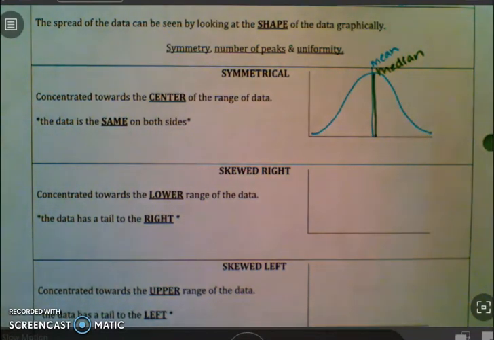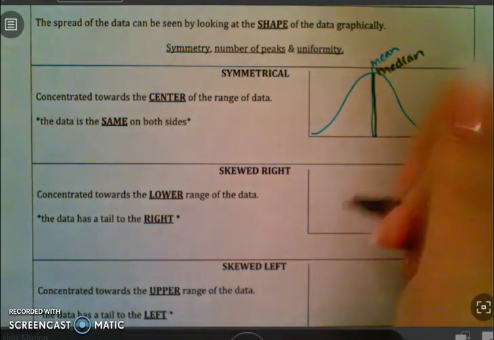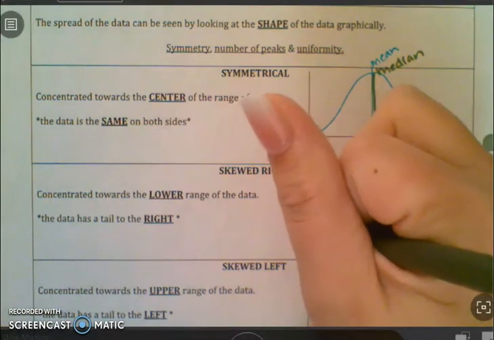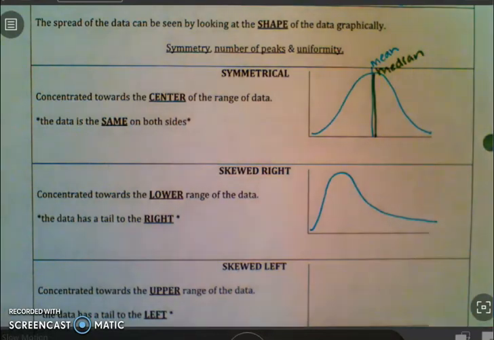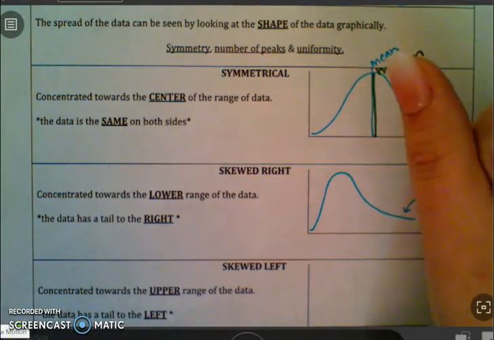If it's skewed right, it means it's concentrated towards the lower range of the data. The data will have a tail to the right. So when we do this one, it's going to look more like that. There's going to be a tail to the right side. So over here is the tail at the right.